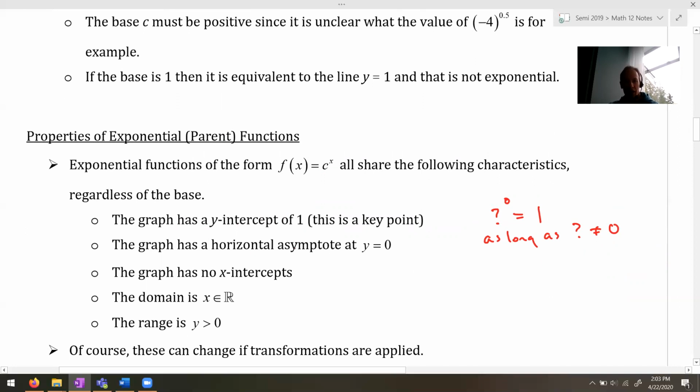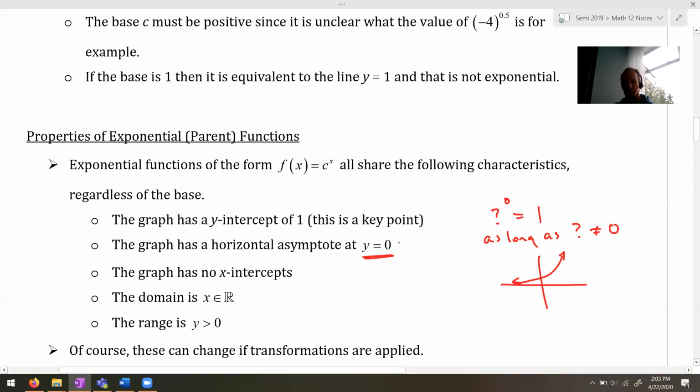All graphs have a horizontal asymptote at y is equal to 0. They're never actually going to touch, so all graphs are going to look something like whoosh. Okay? The graph has no x-intercept. There is no value of x you can pick that will make y is equal to 0.